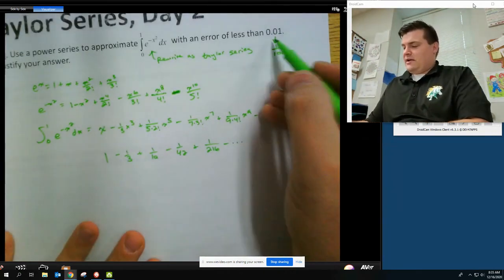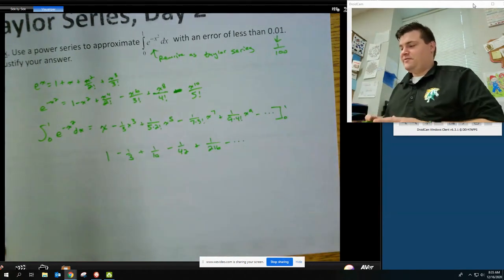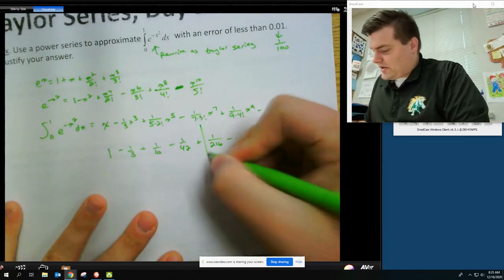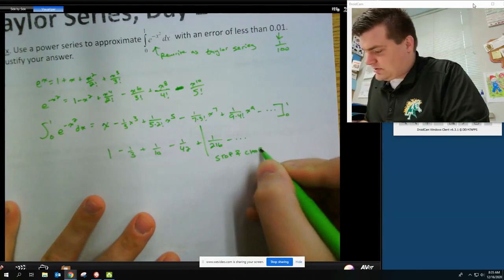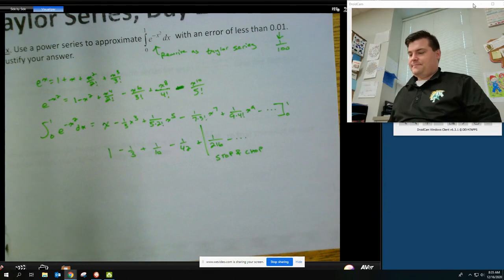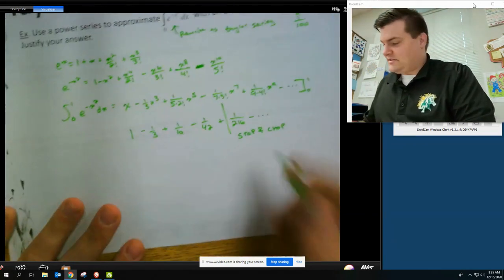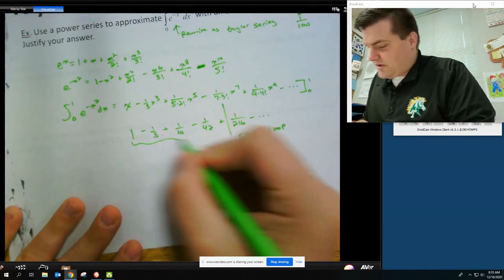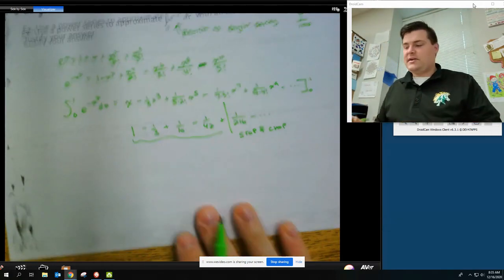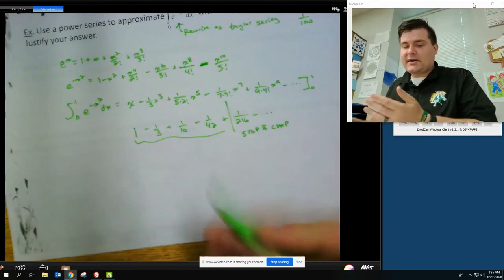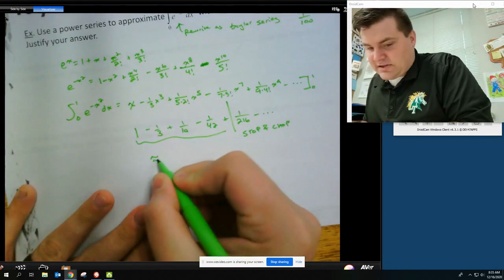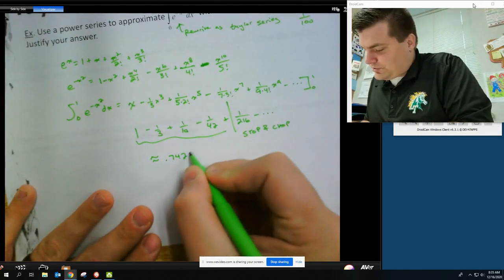Okay, now here's my error. Remember, error is always from that next term. So I'm going to do a stop and chop. Now I'm approximating this series with these terms right here. So I'm going to take out my handy dandy calculator. I don't need to show you me typing this in. I can type this in the calculator, not a big deal. And you're going to get approximately 0.74285.